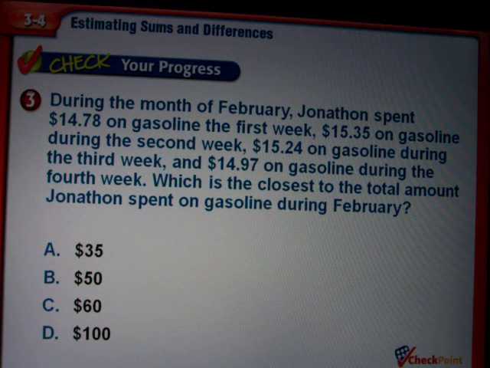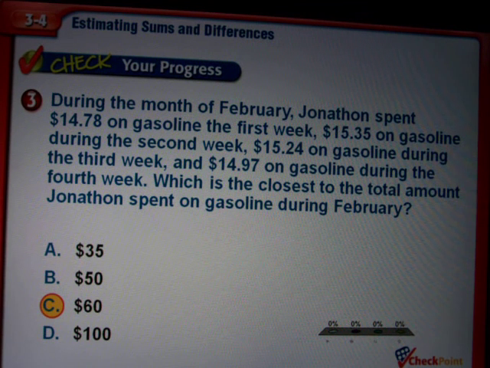Alright, so during the month of February, Jonathan spent $14.78 on gas the first week, $15.35 on gasoline during the second week, $15.24 on gasoline during the third week, and $14.97 on gasoline during the fourth week. Which is the closest to the total amount Jonathan spent on gasoline during February? So looking at all these 4 different quantities, I would probably cluster them all together in the $15 range. So is the answer A, 35, B, 50, C, 60, or D, 100? And your answer is C, because 15 times 4 will give you 60.